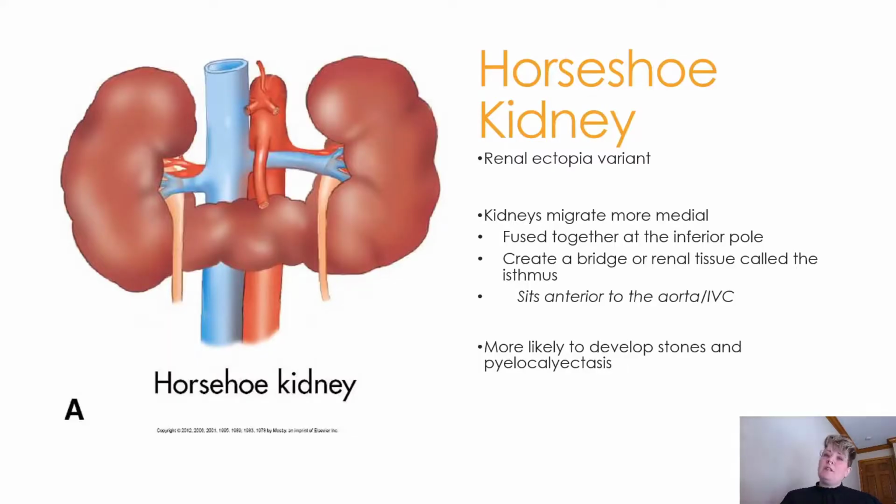All right, our last renal anomaly that we will cover in this lecture is the horseshoe kidney then. So horseshoe kidney gets the name because they are connected on the lower pole and kind of make a U shape like a horseshoe. So this is another renal ectopia variant. And again, those kidneys are going to start to migrate a little bit more medial into the body. What they are going to do then is kind of build this tissue bridge, which is called an isthmus. And that bridge of renal cortex is going to sit anterior to the aorta and the IVC.